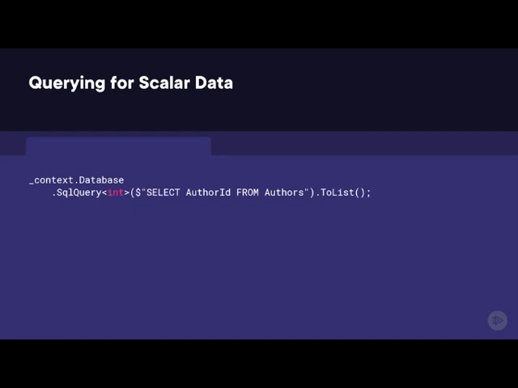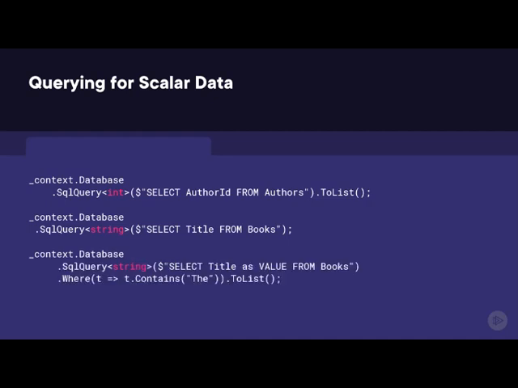In this first method, I'm specifying that the return type should be an int, and I'm passing in SQL to select AuthorId from Authors. Easy peasy. Next, I'm expecting a string, and I'm querying for the titles of all the books. The third query is one where I'm composing on top of the query. Notice that I'm naming the title result column as Value. The way that EF Core builds the queries, it does the same. So if you don't emulate that here, then the composition won't work and you'll get a runtime error.